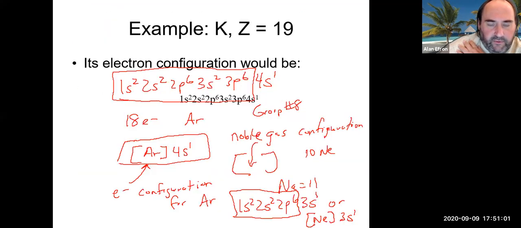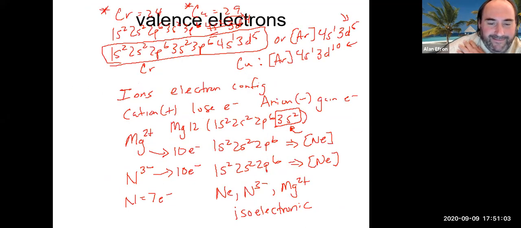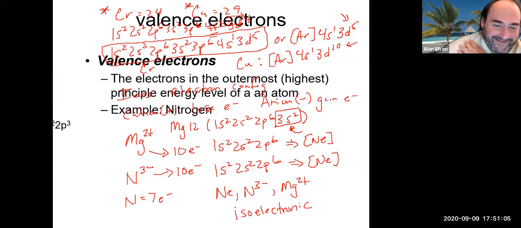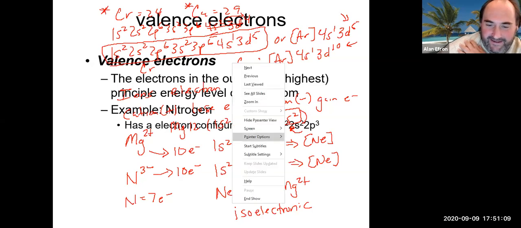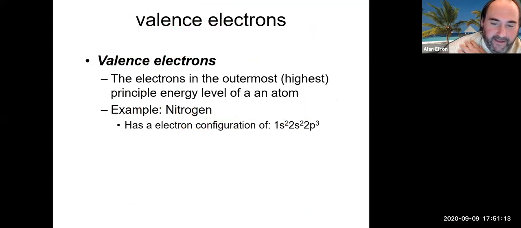Okay, now that I scribbled all over the other page, let's talk about those valence electrons there. What I'll do is just get rid of all that, I think. There we go. Now we can actually see it.